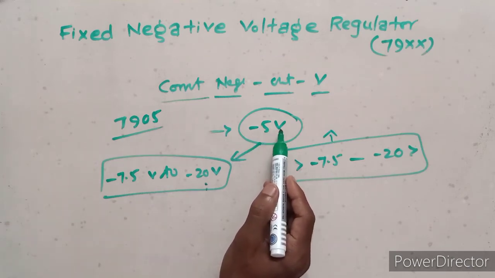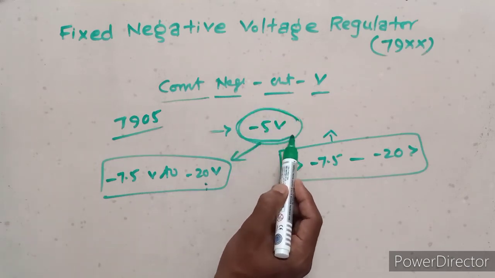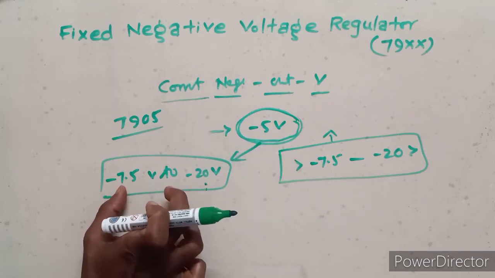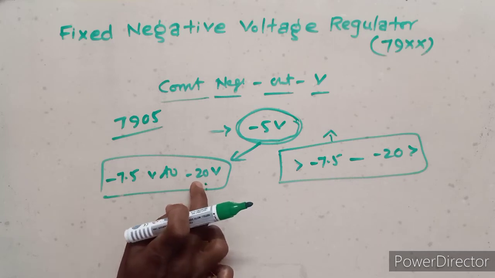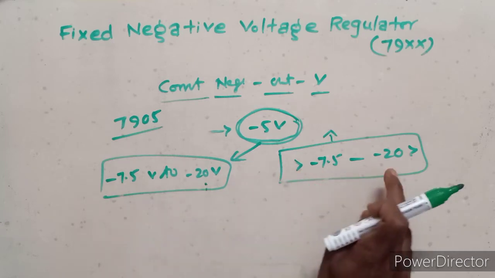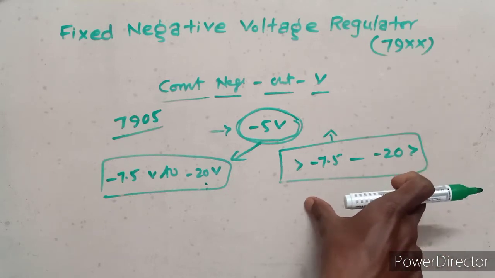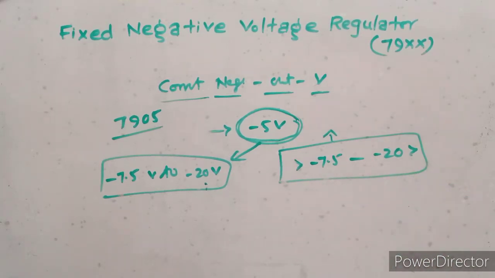If a constant minus 5 volts is produced, the input voltage lies between minus 7.5 and minus 20. Above minus 7.5 or below minus 20, there is no proper regulation. So these regulators are called fixed negative voltage regulators.